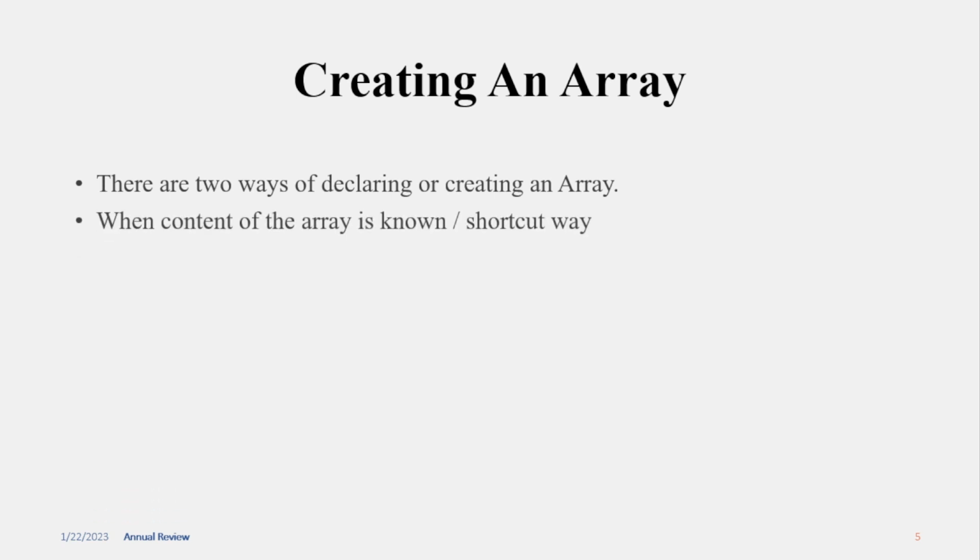Next is how can we create an array? There are two ways of declaring or creating an array. The first one is when the content of the array is known, and this is a shortcut way. When we know the content of an array, we create it like this. This is the general form, and it is also the shortcut way to create an array. So String student, and it addresses the content of the array student.